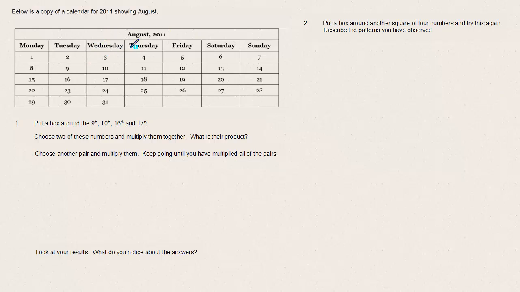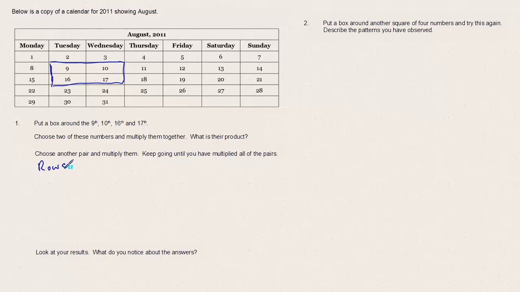So in this second part, we've still got August 2011. We're told to put a box around 9, 10, 16, 17. So that's just here. Choose two of the numbers and multiply them together. What's the product? Choose another pair, multiply them, and keep going. So I'm going to do the same sort of thing I did before.